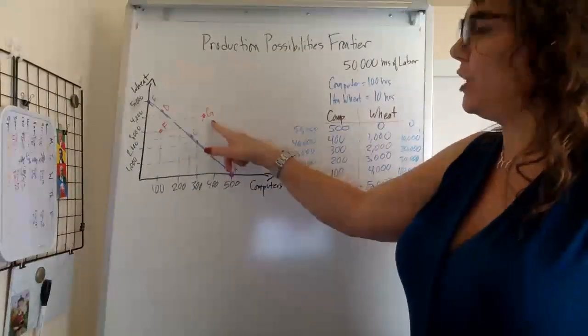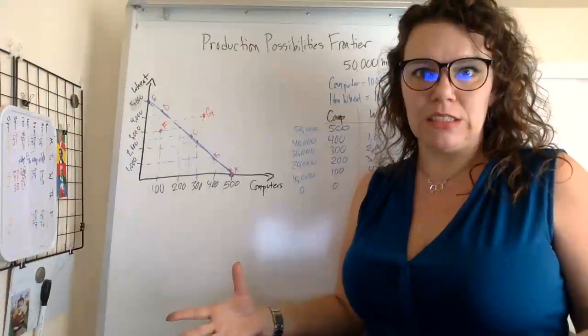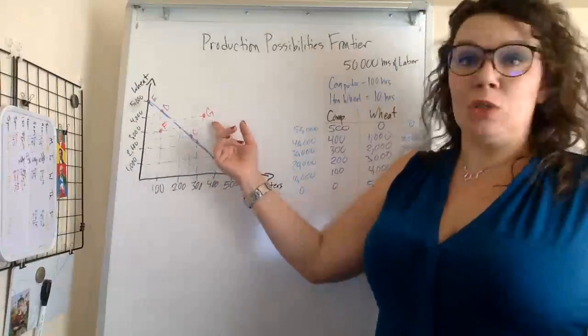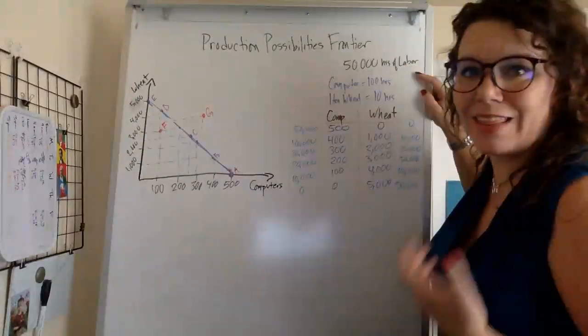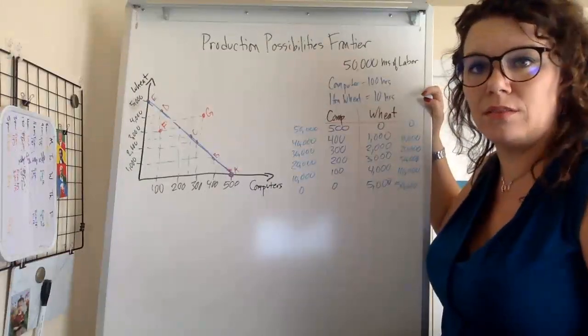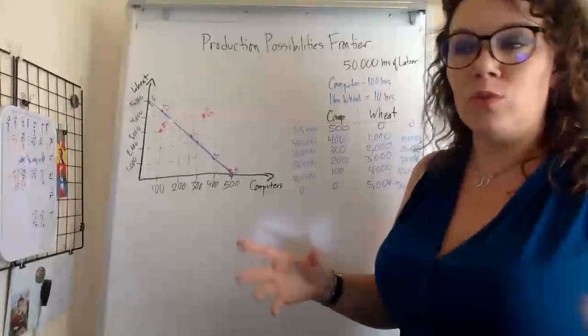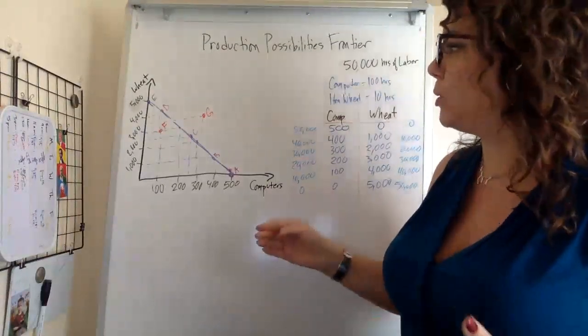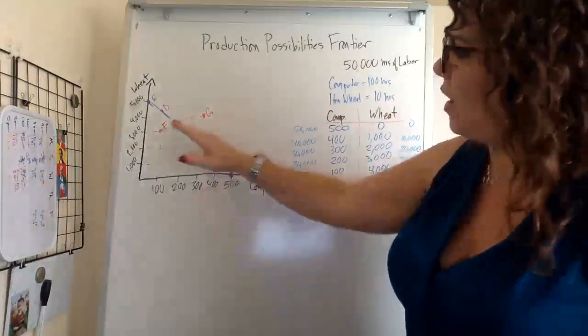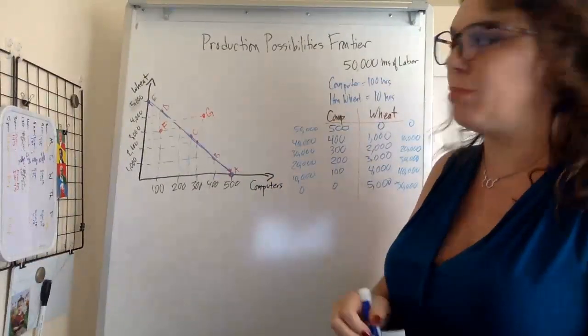What about point G? What's wrong with point G? It's producing a lot, but do we have the labor hours to produce that many computers and wheat? We don't. There aren't enough hours in the day. There aren't enough people. We don't have the technology. It's just not possible. So every point beyond the production possibilities frontier is impossible.